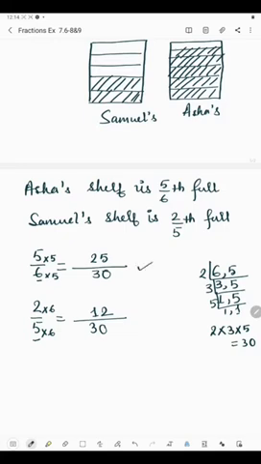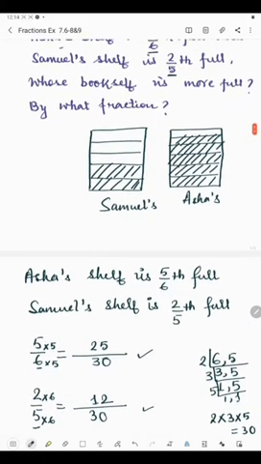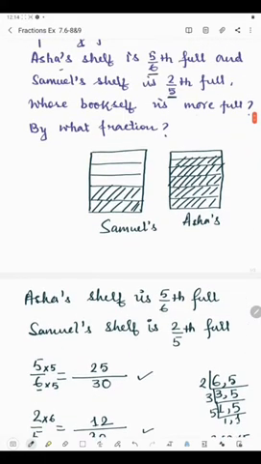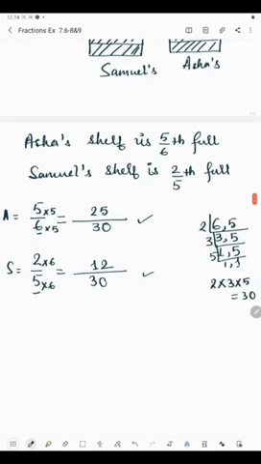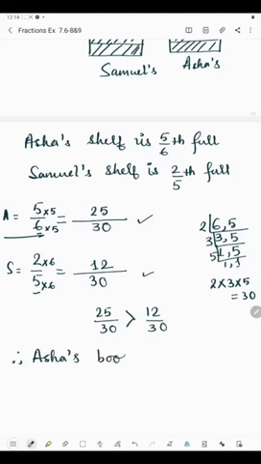Now it's 25 by 30 and it's 12 by 30. And the question is whose bookshelf is more full. So this 5 by 6 is Asha's bookshelf and Samuel's one is 2 by 5, right? So we can see that 25 by 30 is greater than 12 by 30. So we can easily say that Asha's bookshelf is more full.